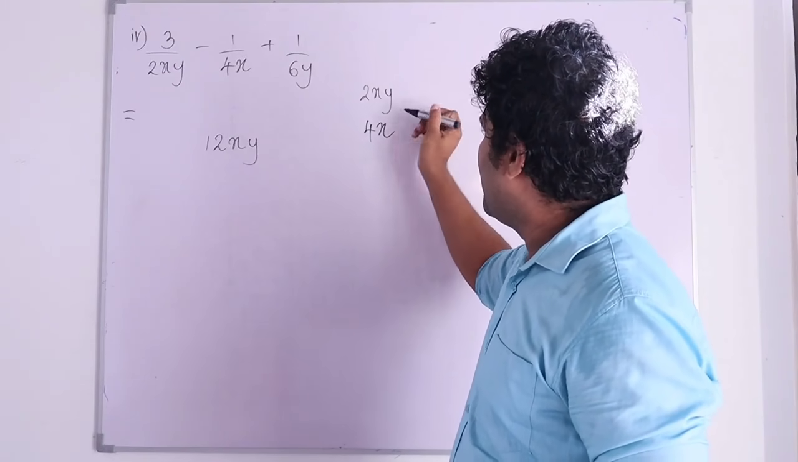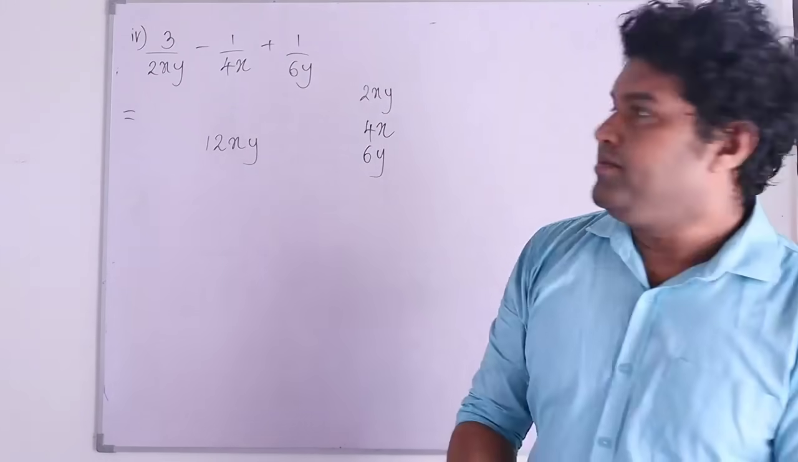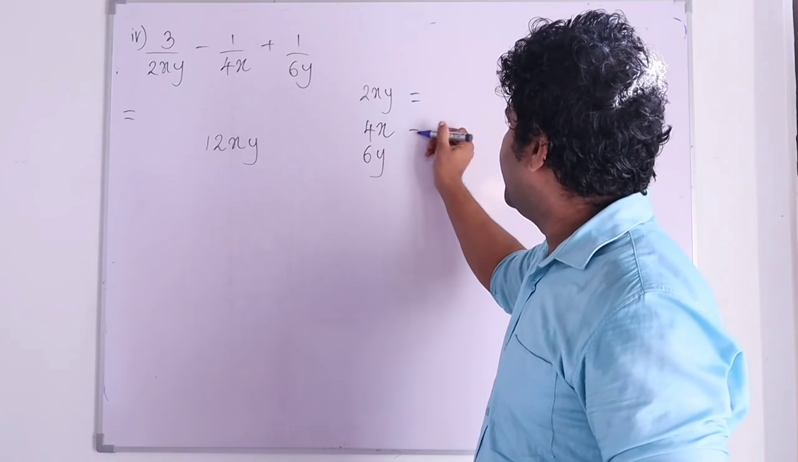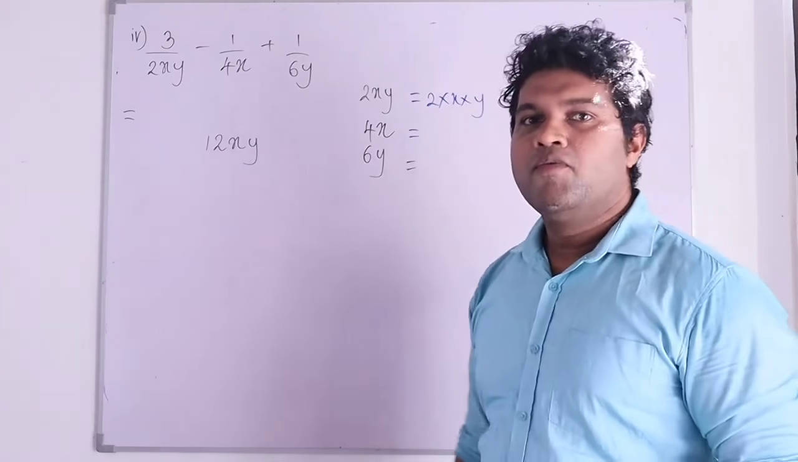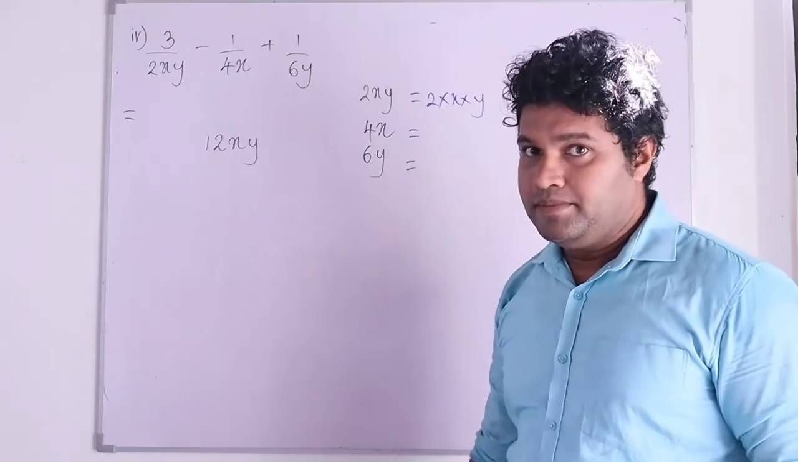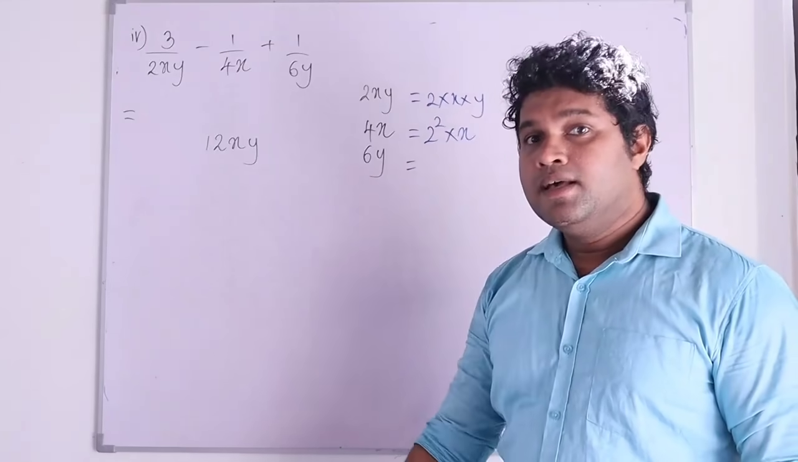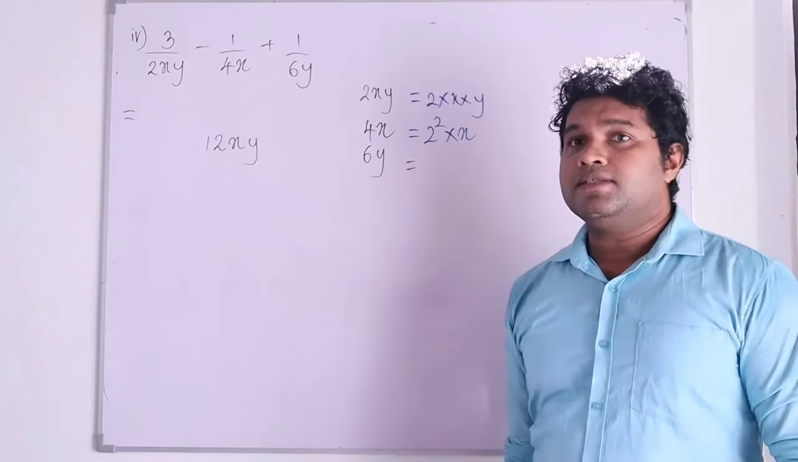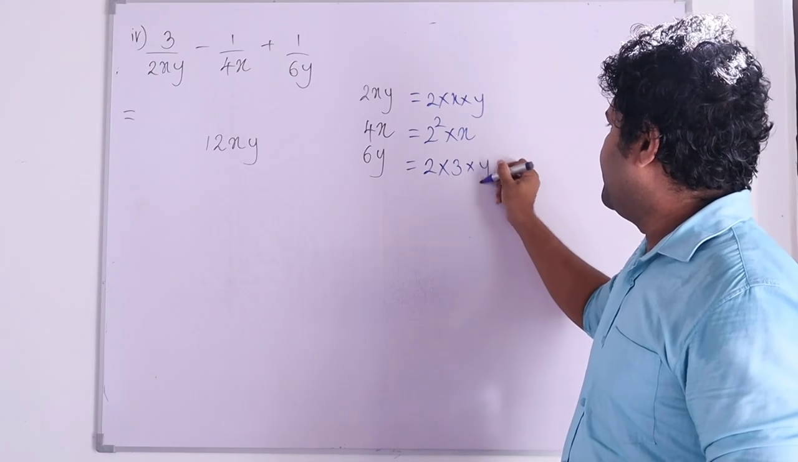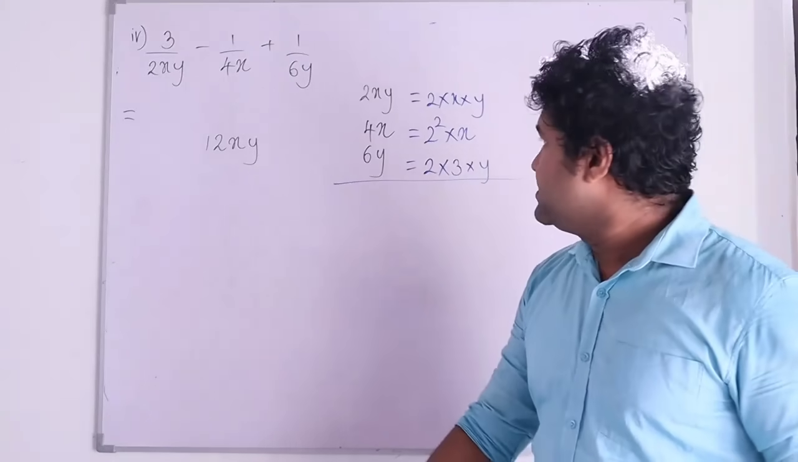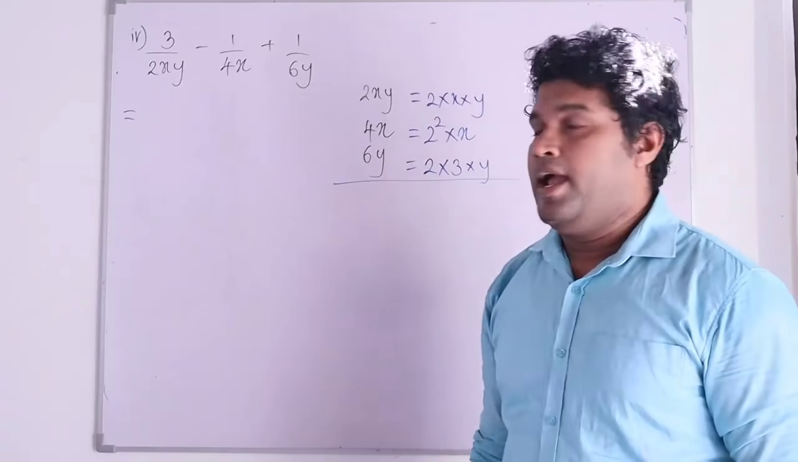We have 2xy, 4x and 6y. If I write them down, 2xy is 2 times x times y. 4x: 4 is not a prime, therefore 4 is written as 2 to the power 2, and x. 6 is written as 2 times 3, and y. Now remember, at the moment we don't know the 12xy.